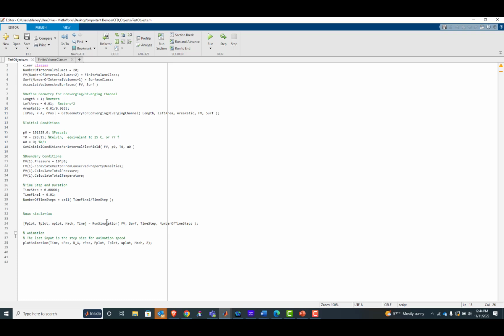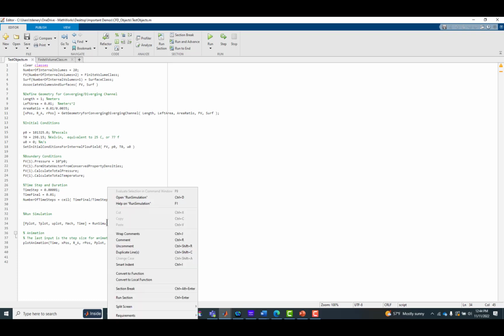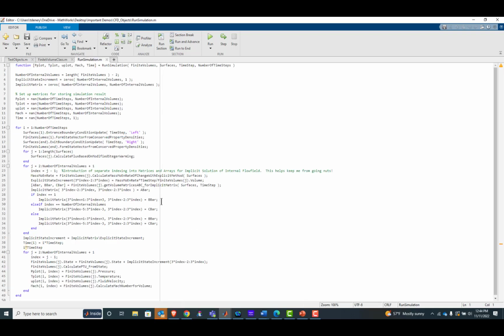And then run the simulation right here, I guess. Okay. And you'll see that what's being returned by running the simulation will be, for all the volumes we're using, which you can see up here, it's only 20 because we're doing a one-dimensional, really quasi one-dimensional flow. But let's open up the running here.